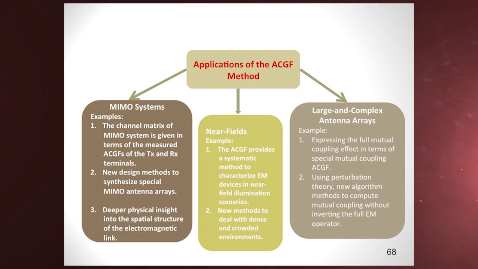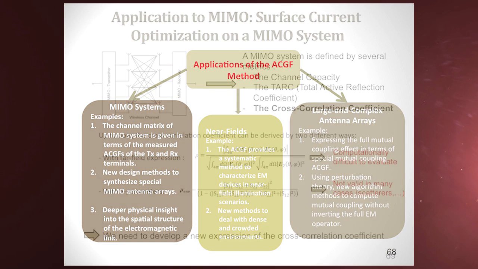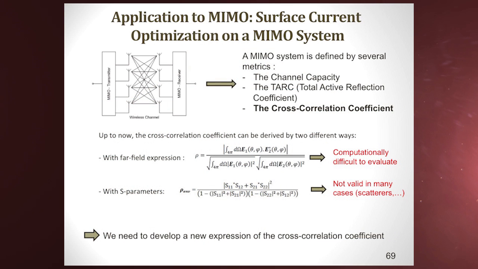We have used this concept of the antenna current Green function in some situations, and we have it now open. I think there are already some people starting to use that concept. And we used it for dealing with arrays, near field problems, and MIMO systems. So I'll just give you a recent example of where we used it in MIMO systems. What's a MIMO system? Well, you have multiple inputs and multiple outputs here, and for any MIMO system you're worrying about the channel capacity, you're worrying about the throughput, and the important thing is the cross-correlation coefficient.